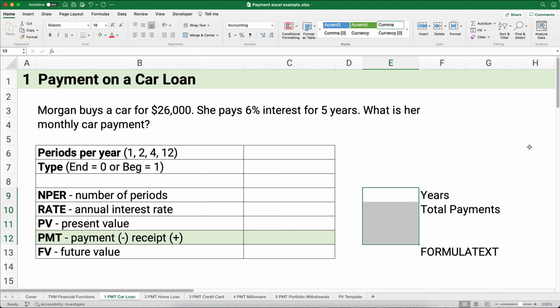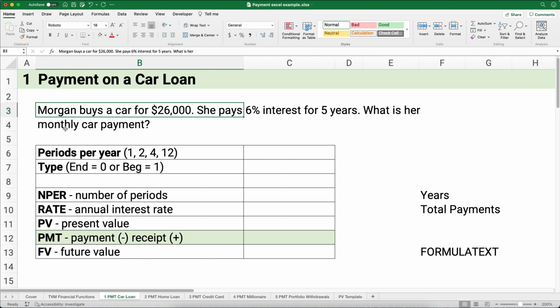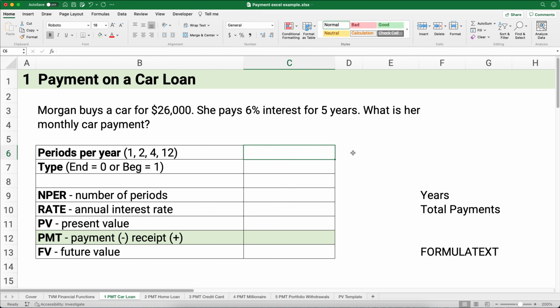So let's look at our first little problem here. So let's assume Morgan buys a car for $26,000. Her interest rate is 6%. It's for 5 years, which is going to be 60 months, right? We're making monthly payments. What's her monthly car payment? Everyone wants to know how to calculate a car payment. So here's how you do it.